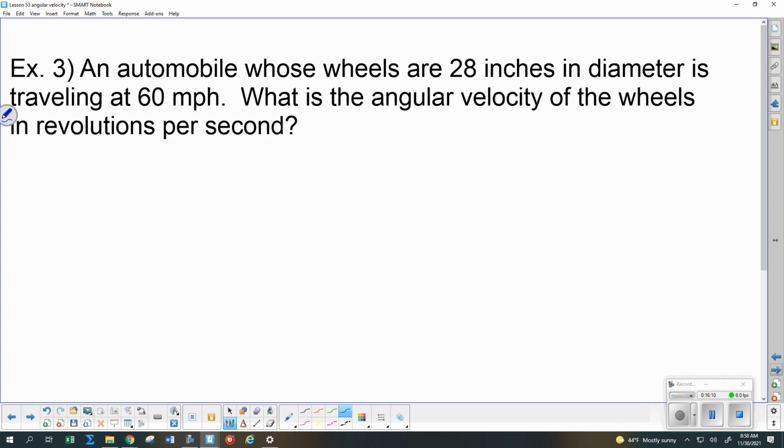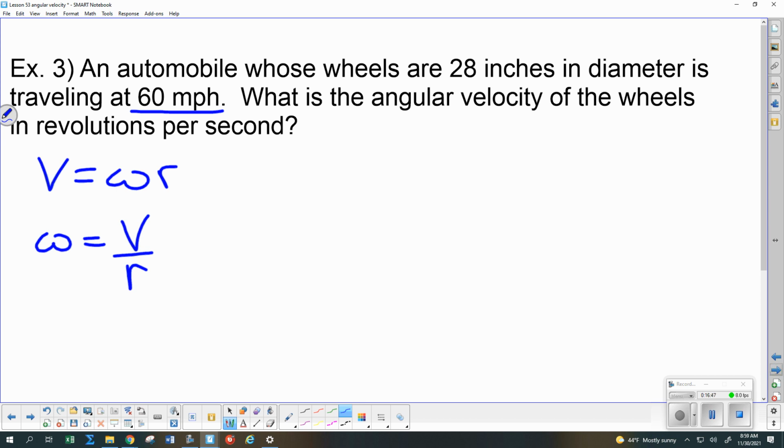Okay, automobile, wheels, traveling, we want angular velocity. So this is a v equals omega r problem, so I start by writing down my blank formula. For this one, they tell me 60 miles per hour. They tell me the v. I need the omega. So first thing I'm going to do, since this is a unit multiplier problem, I'm going to get omega by itself. So if I divide both sides by r, omega is v over r.